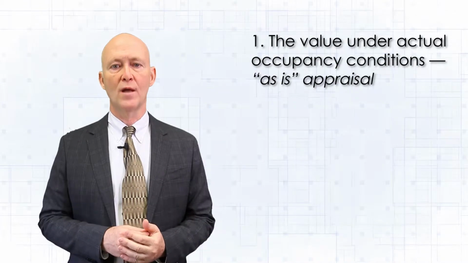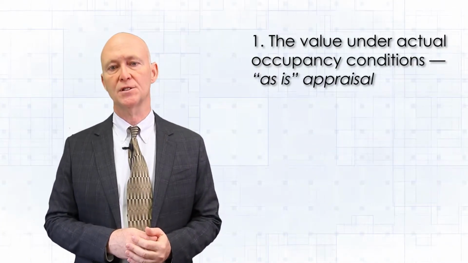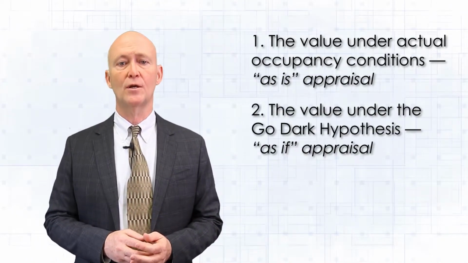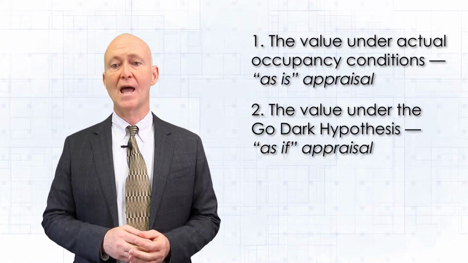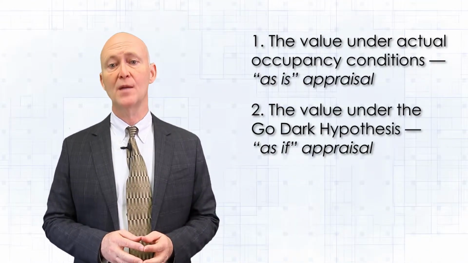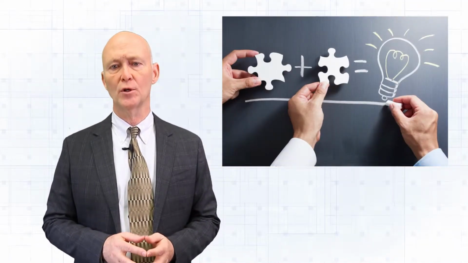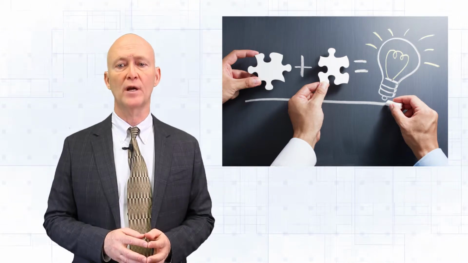While the purpose of this video is to demonstrate the misapplication of the Godard hypothesis, there are occasions where the Godard hypothesis is valid. In my career, I first encountered the Godard hypothesis when doing appraisals for financing purposes, where the lenders required two types of value. One, the value under actual occupancy conditions. This is an as-is appraisal. Two, the second value was under a Godard hypothesis. This was an as-if appraisal, an appraisal assuming the hypothetical condition, as if the property were vacant. Together, the two values offer important information to the lender during their loan underwriting process.